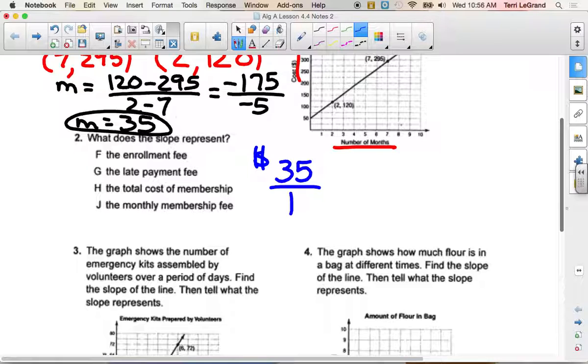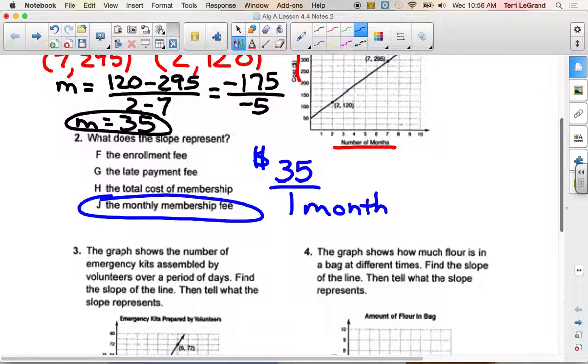And then that, well, it was 5 or negative 5. That 5 downstairs, what's that representing? Number of months. But we simplified this, of course, so now this is still a month, isn't it? I mean, we just reduced it. It's still months. So $35, what's another word we use for the fraction bar? Per month, 1 month. So which one is it? $35 per 1 month. It is J, isn't it? It's the monthly membership fee. It is $35 a month to belong to Fabulously Fit.